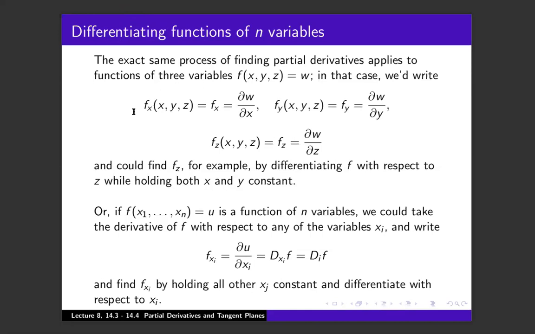Now, meanwhile, you could have that f of x1 up through xn is a function of n variables, and once again, it's the exact same story. All you're really going to do is differentiate with respect to the ith coordinate, which I'm calling xi, and hold all of the other xj's, all the other coordinates, to be constant. And that's pretty much all there really is to it.